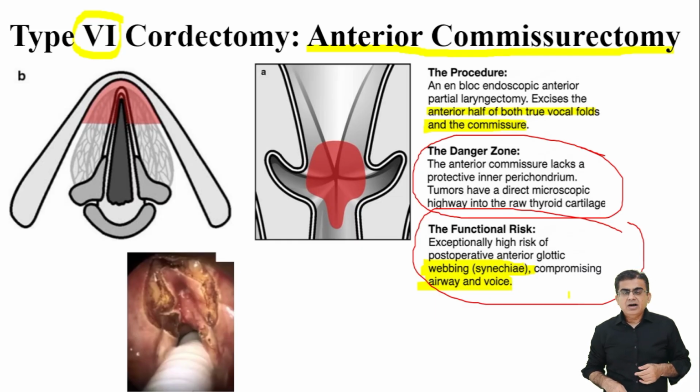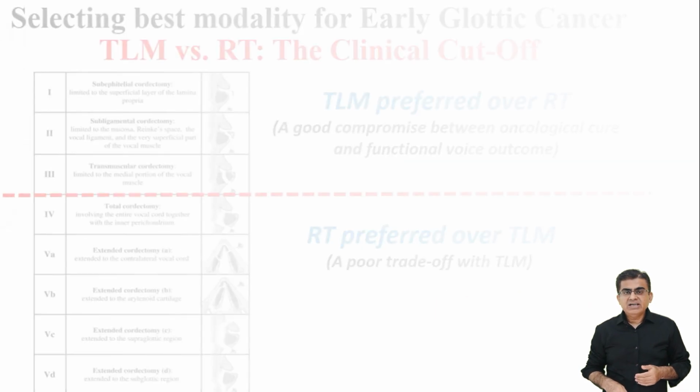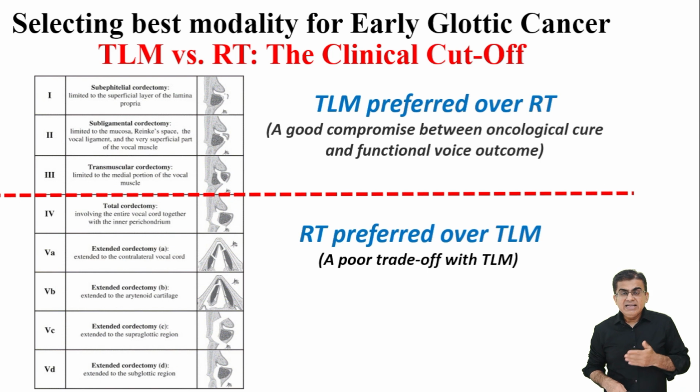Let us now look at how this European classification guides our choice between the laser and radiotherapy. Look at the thick red dashed line cutting directly across your screen. This line represents a major clinical and functional boundary in early glottic oncology.